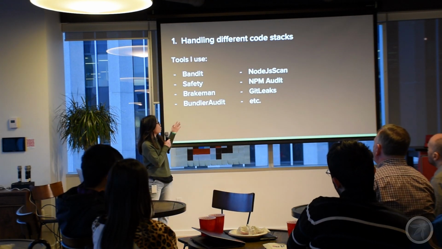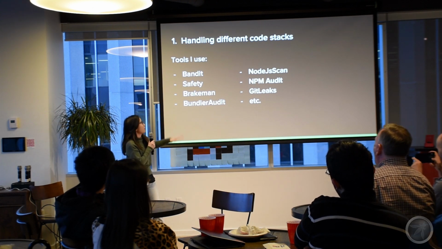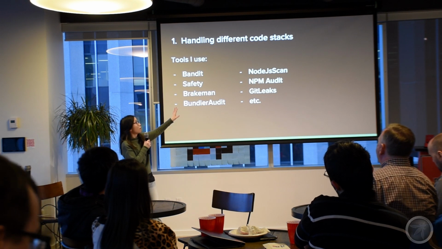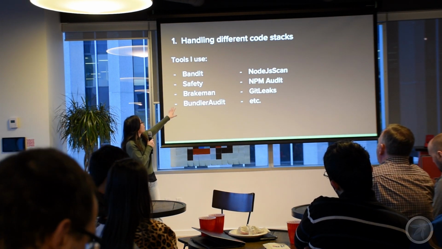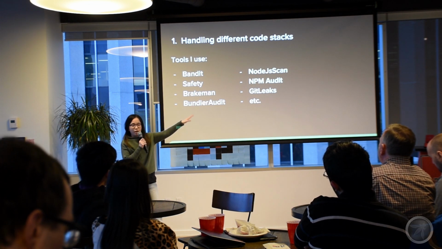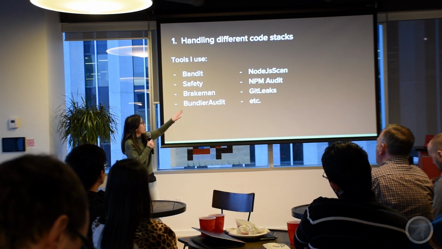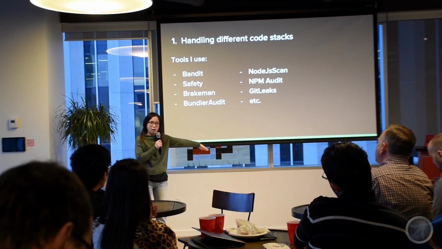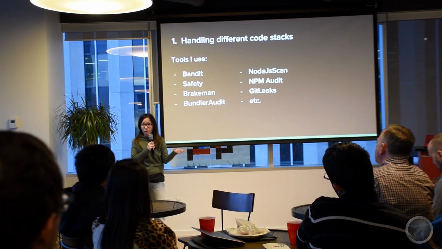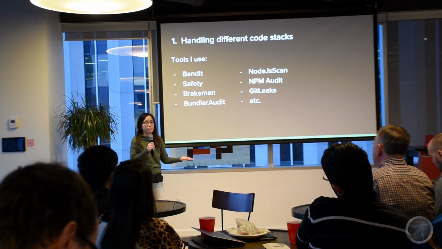So here are some tools I've used in the pipeline. I won't go over each one, but these are pretty standard ones. Bandit is a security static analysis tool for Python. And there's Safety, Bundler Audit, and NPM Audit that check for insecure third-party packages. And then I also use Gitleaks, which is similar to Trufflehog, where it scans for hard-coded secrets, keys, passwords, stuff that you don't want in a repository, especially if it's public.